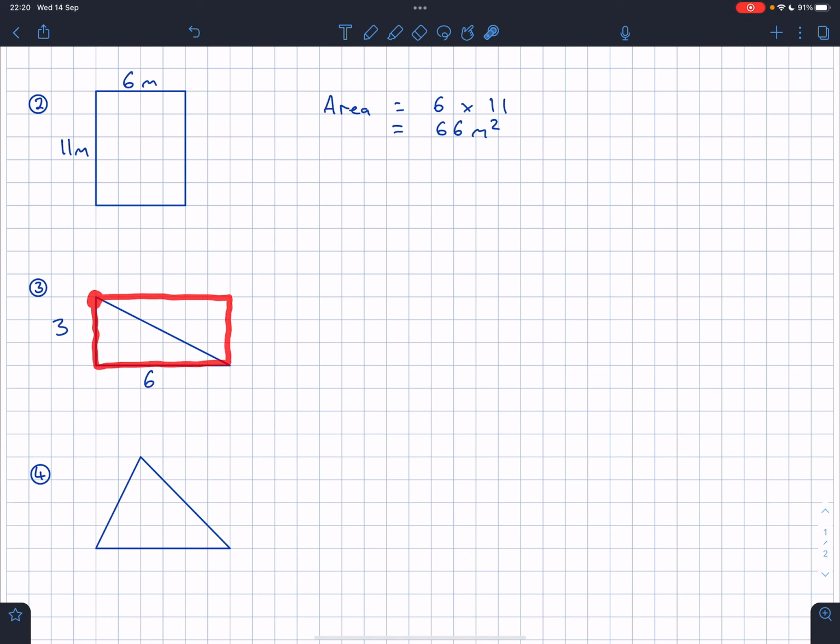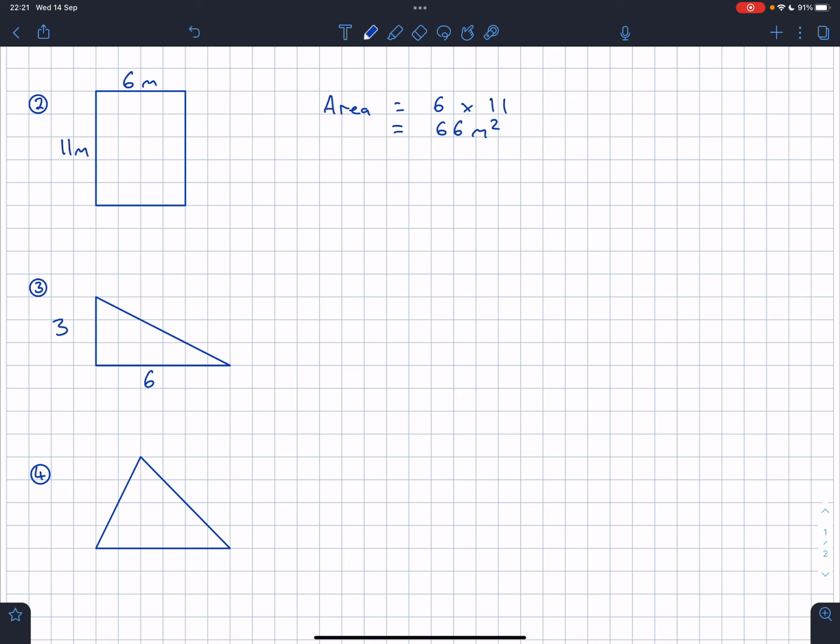And hopefully you can see, because this goes from diagonal to form the triangle, we end up with 2 lots of this triangle. We only want 1 lot of the triangle, so we need to halve our answer. So if we do 3 times 6 gives us 18, that's the area of this whole thing, and then we need to halve it to find the area that we want.